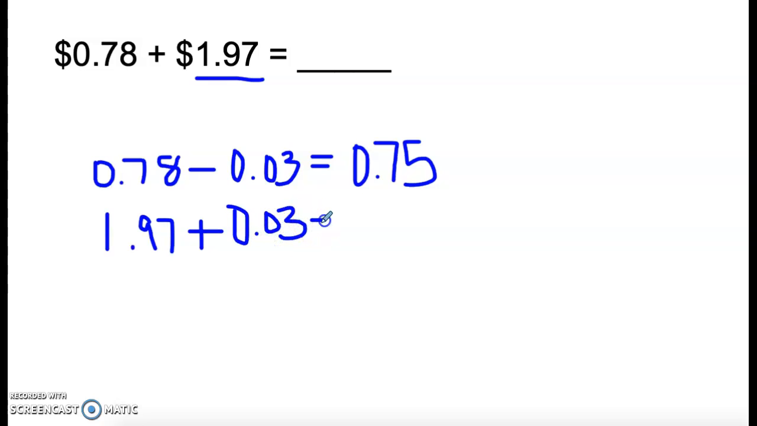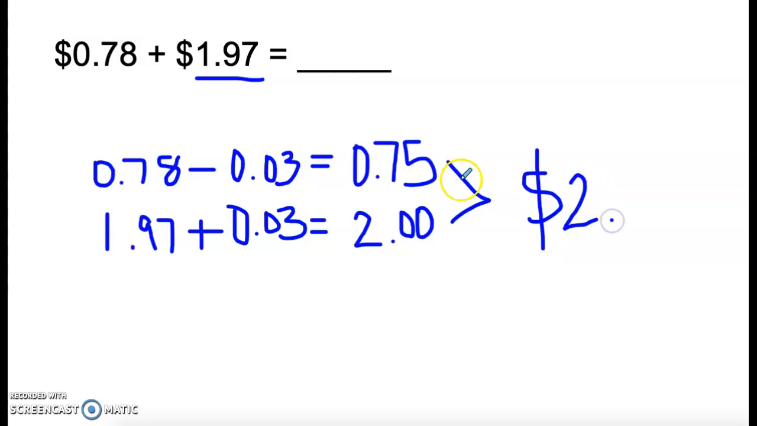So now I can add these together, and my $1.97 plus the 3 cents is exactly what I wanted it to be. I made it a really easy, even dollar. Now I can add these together, and I see quickly that I have $2.75. The give and take strategy is really nice because it gives us easy numbers to work with instead of numbers that wouldn't be easy to work with on their own.